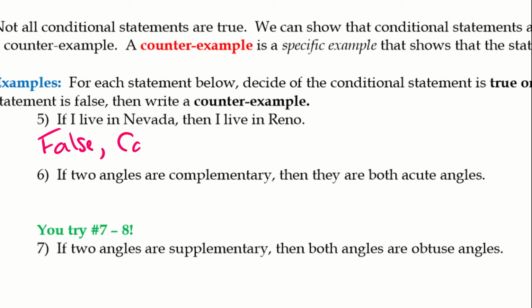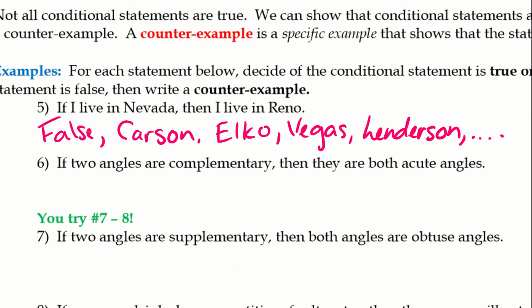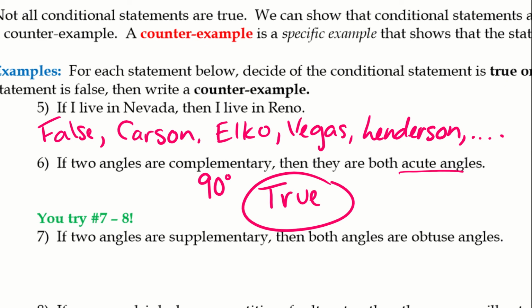So let's see, we can do Carson. There's Elko. There's Vegas. Henderson. And so on, that we can come up with for a counterexample. So any one of these examples could have worked, and you might have come up with a different one first in your mind when I first read that. So 6, if two angles are complementary, then they are both acute. So remember, complementary adds up to 90 degrees. So they have to be acute angles, because if we had obtuse, that means it's greater than 90. So this is a true statement. We don't have to come up with a counterexample to prove that it's wrong.